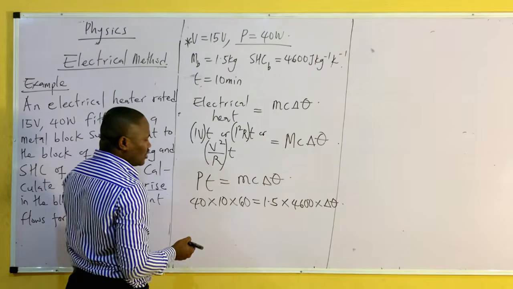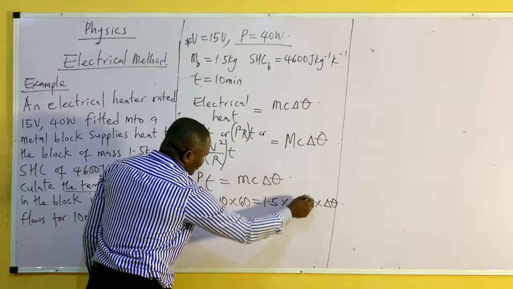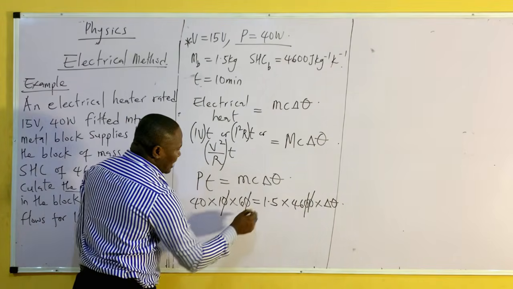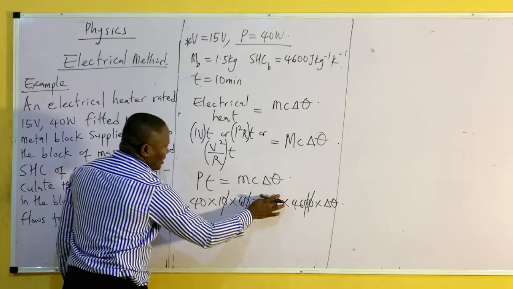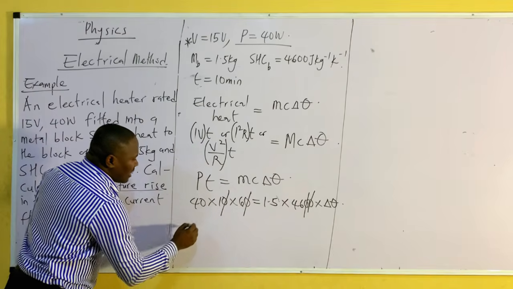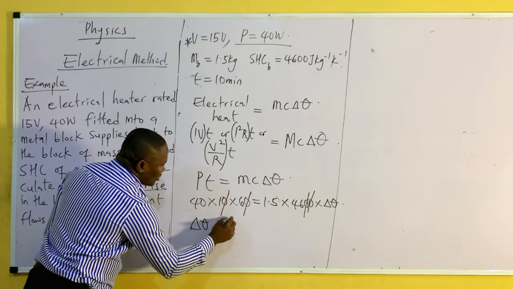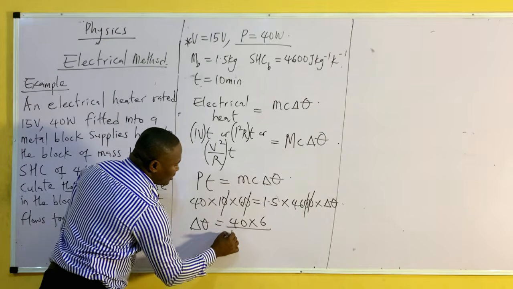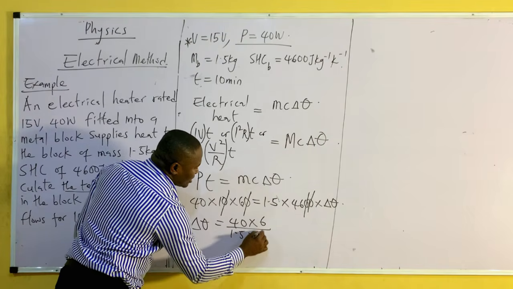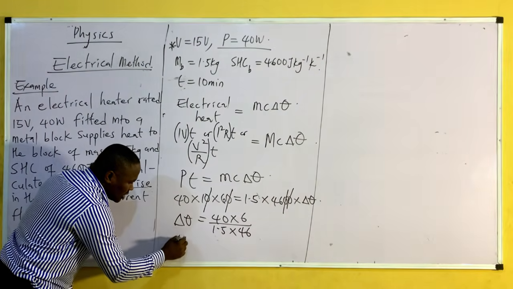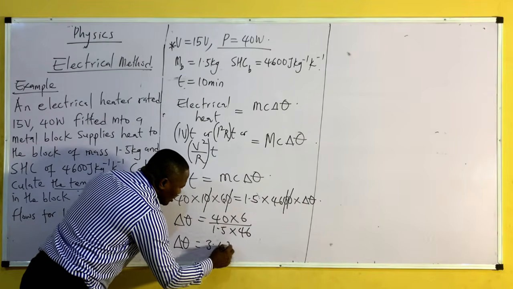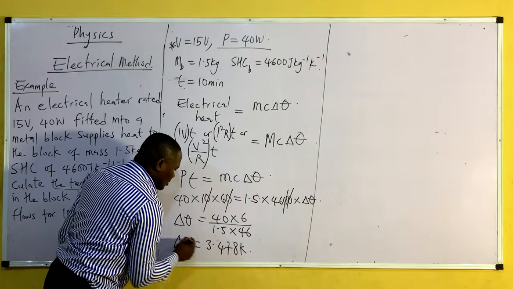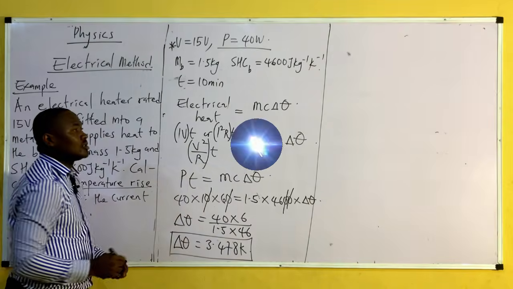So now, how can we solve this? So this cancels out this, cancels out this. Then I have change in temperature equals 40 times 6 over 1.5 times 46. So change in theta equals 3.478 Kelvin. That becomes the answer to the question. Thank you.